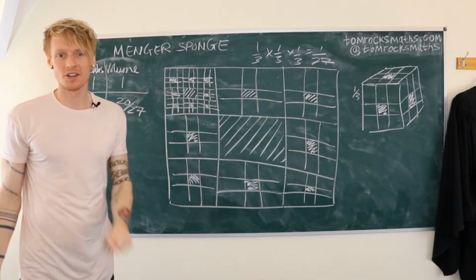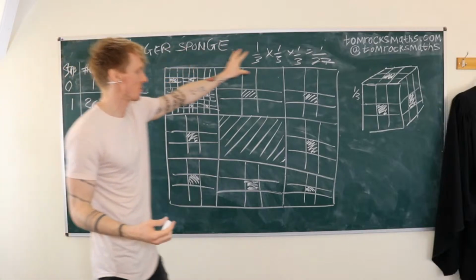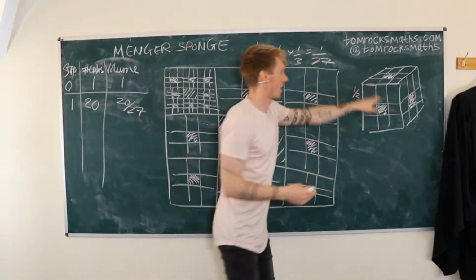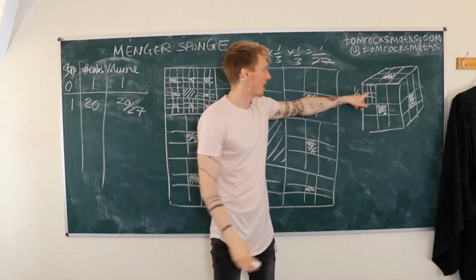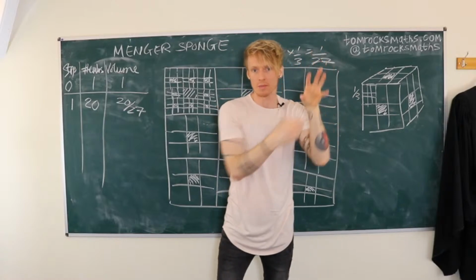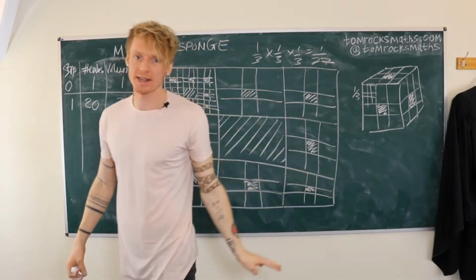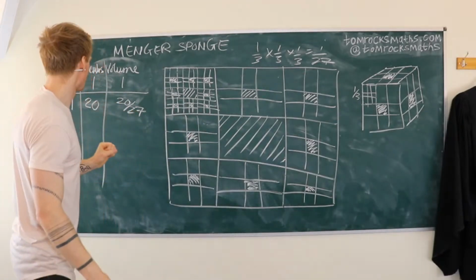Right, we're going to do the same thing again for the next step. So like we did with our 2D version, we're going to divide up each of these into 9 smaller cubes, remove the central one, and that central one of the whole cube. So again, divide each cube up into 27 smaller ones and remove 7 of those 27.